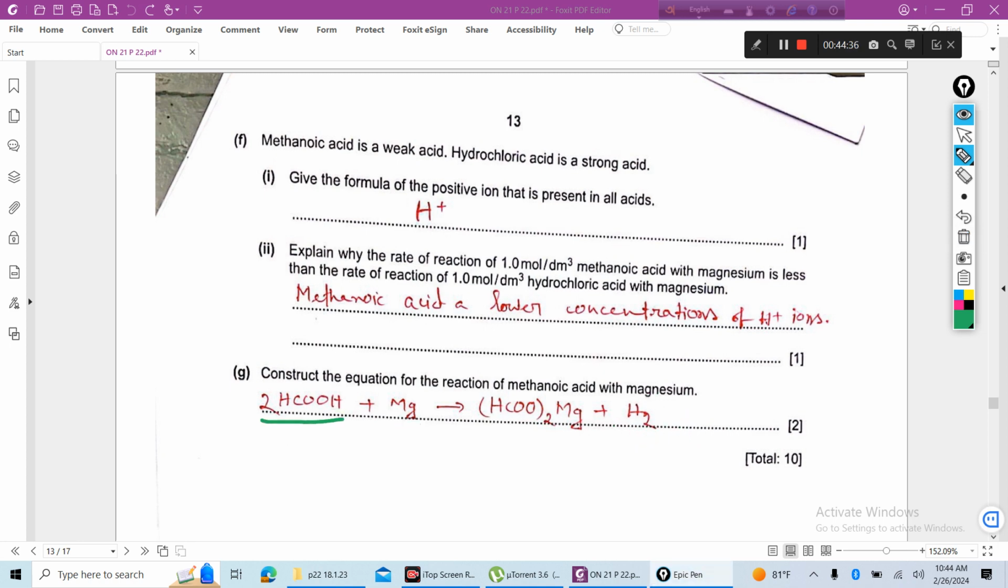Any carboxylic acid reacts with metal to produce metal salt of carboxylic acid plus hydrogen. And observation will be fizzing occurs, bubbles of gas, and metal dissolves. Magnesium, if it reacts, magnesium will dissolve, or you can write solid dissolves.